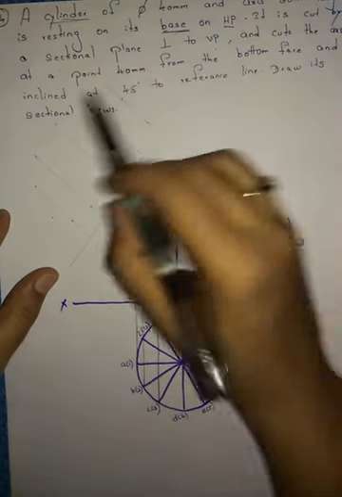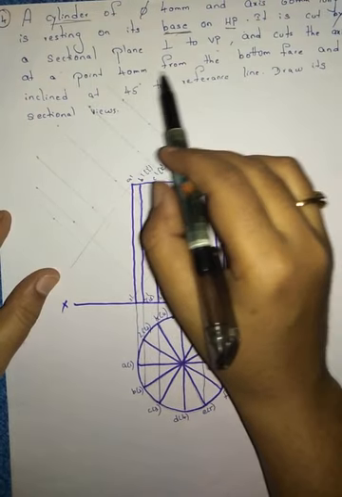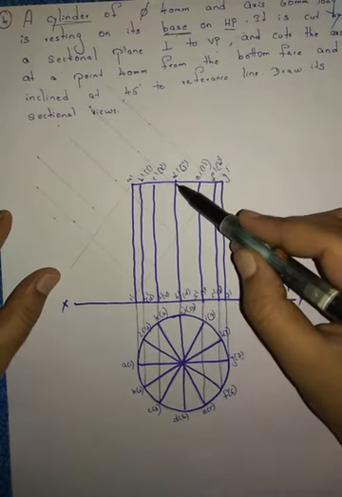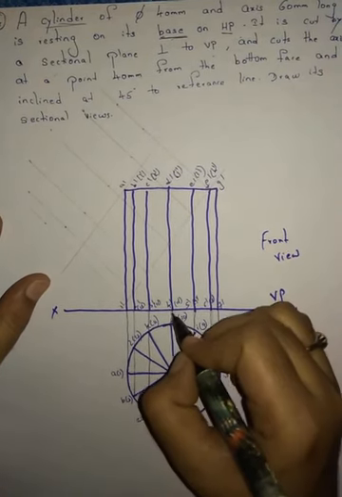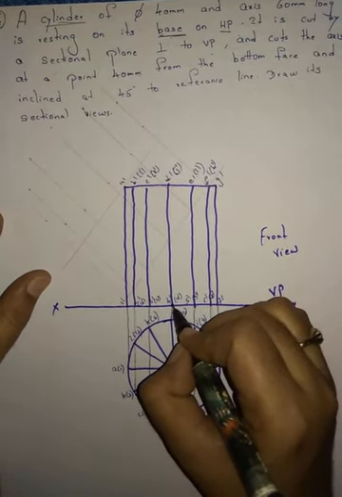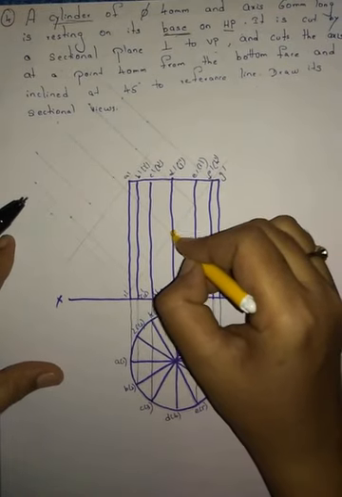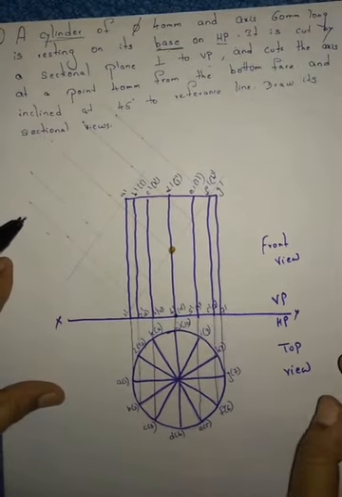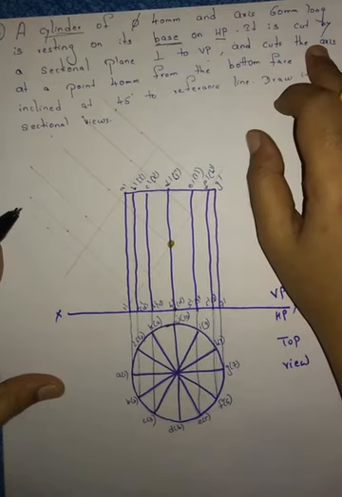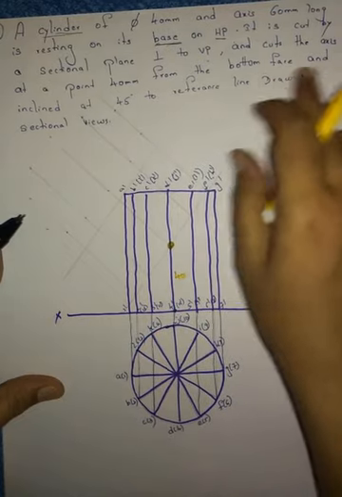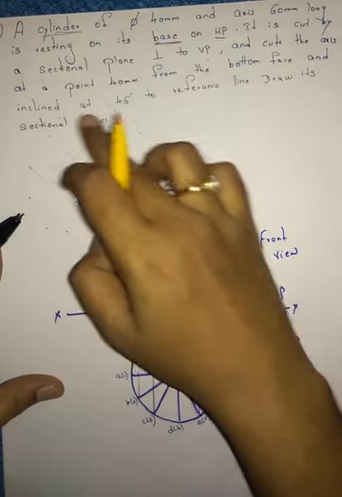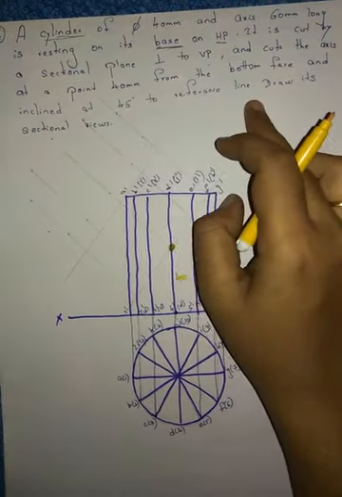Then next, cuts the axis at a point 40 mm from the bottom face. Cuts the axis means this is the midpoint line. So cuts the axis 40 mm from the bottom face. This is the bottom, right? From this bottom, mark 40 mm distance, right? Cuts the axis at a point 40 mm from the bottom face and inclined at 45 degrees to the reference line.